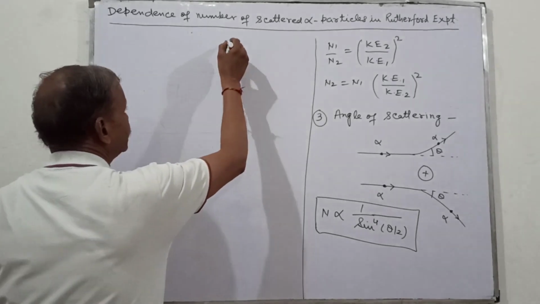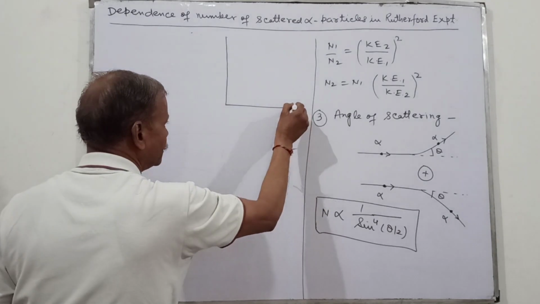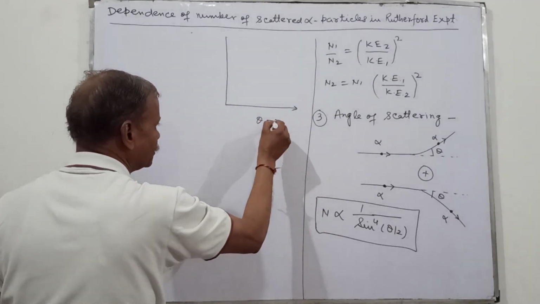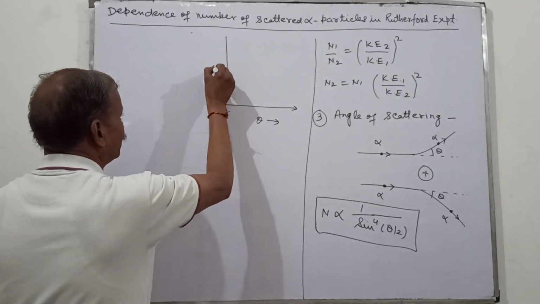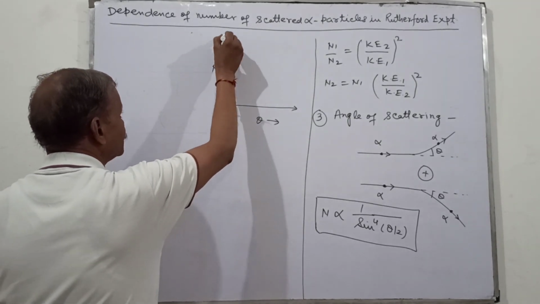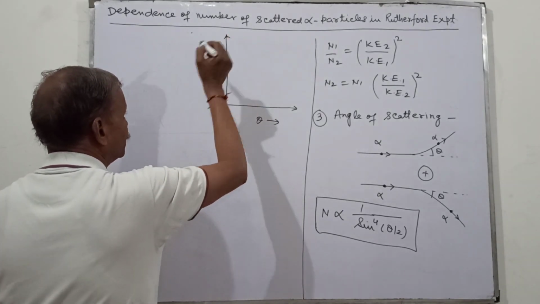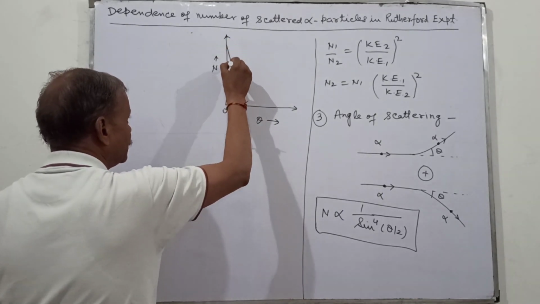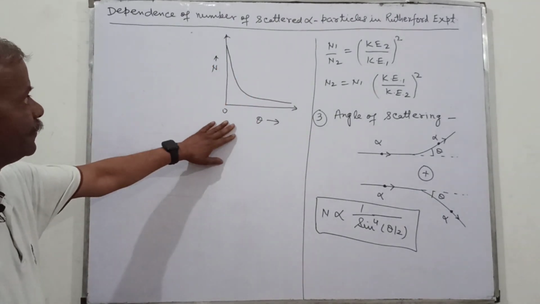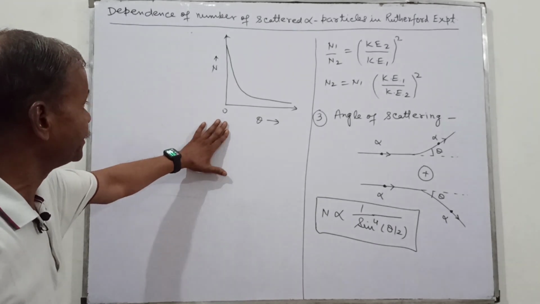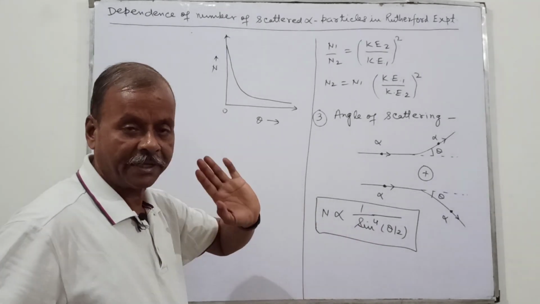So now we have the angle theta on this axis and the number of scattered alpha particles on this axis. Then this is the initial number of alpha particles, and they will decrease like this. This will be the graph, that is the variation of the scattered alpha particles with the angle of scattering.